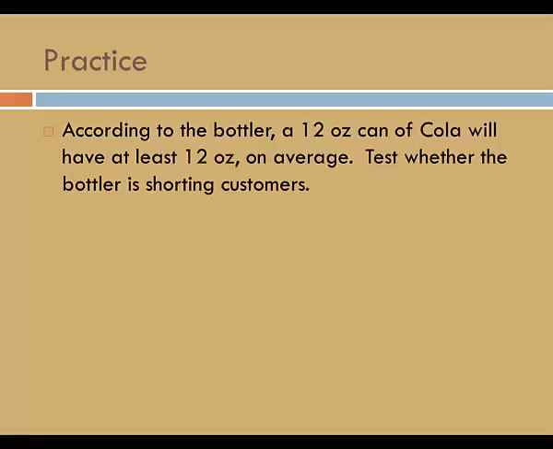Finally, according to the bottler, a 12-ounce can of cola will have at least 12 ounces on average. Test whether the bottler is shorting customers. If the bottler is shorting customers, the mean will be less than 12. But we give the benefit of the doubt to the bottler, and therefore the null hypothesis is that the mean is at least 12. This is a left-tailed test since there is a less than statement in the alternative hypothesis.